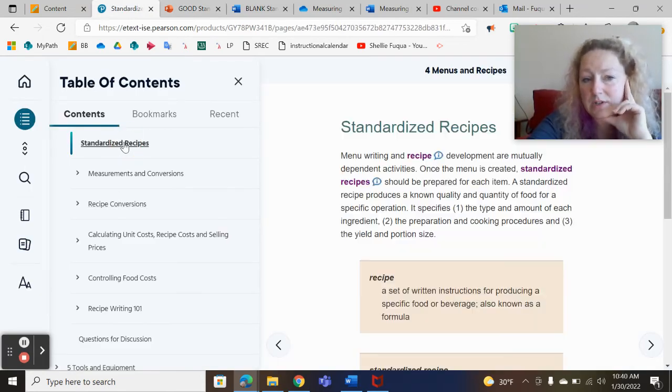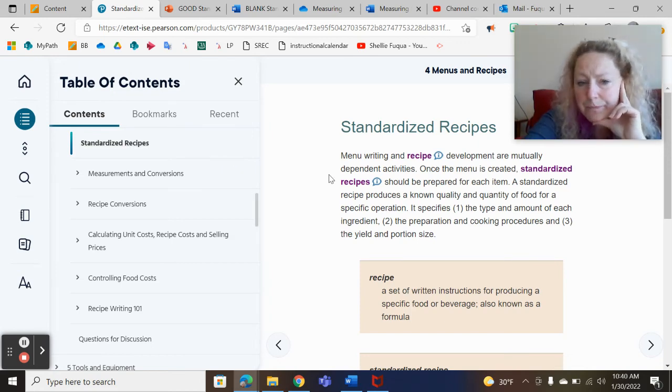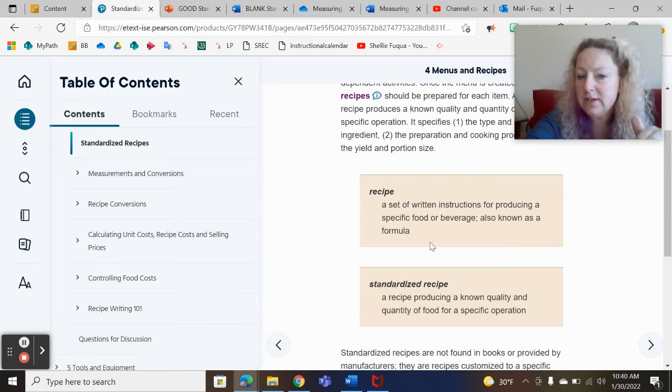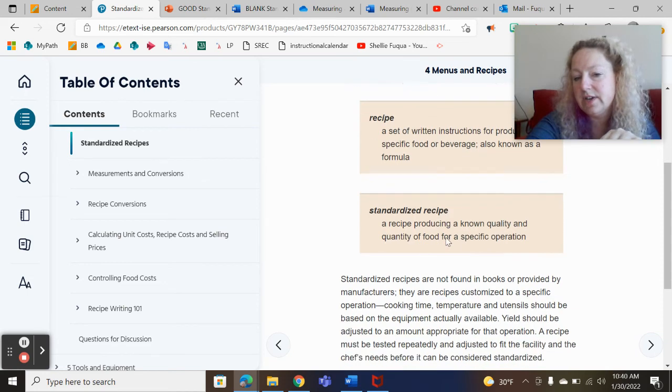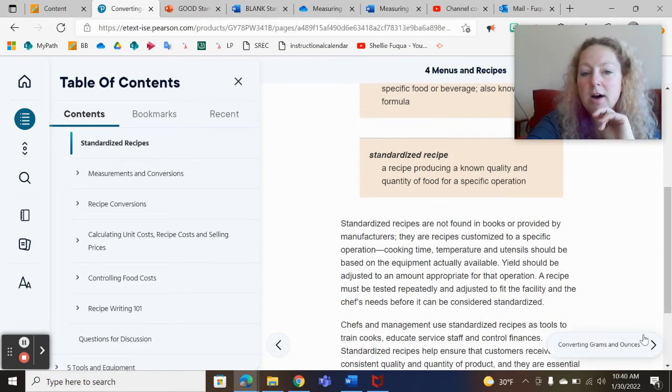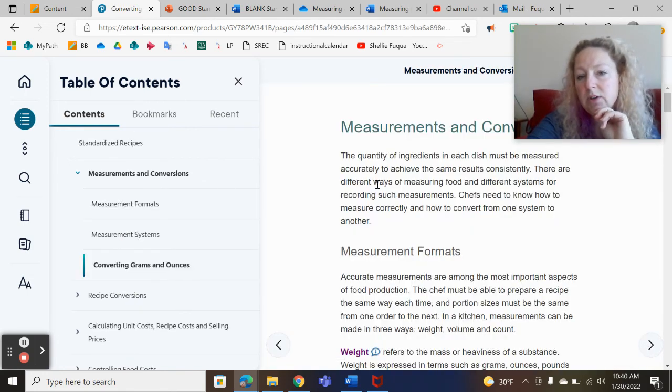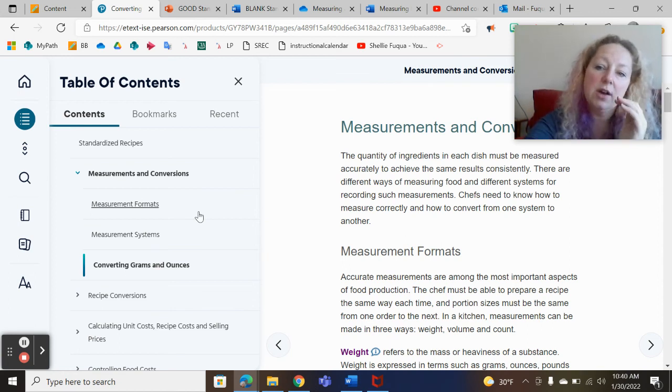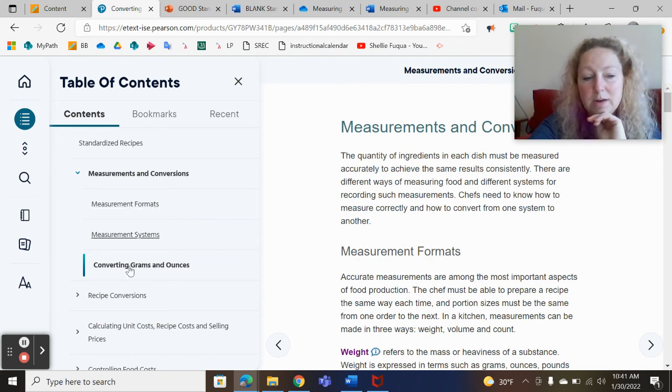The textbook chapter does give a lot of really good information, including your definitions of what a recipe versus a standardized recipe is. As it gets into the measurements and conversions, we're just going to dip into that a little bit. But your book really does have some good information, and if you're serious about going into the restaurant industry, becoming a chef, or opening your own establishment, I really encourage you to focus on this chapter and this portion of the chapter, because the business side, that's really going to make or break you.